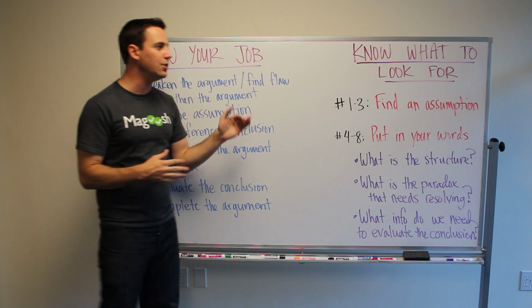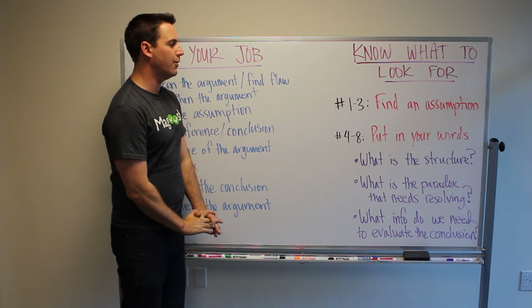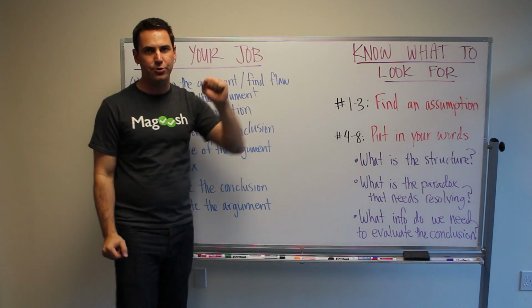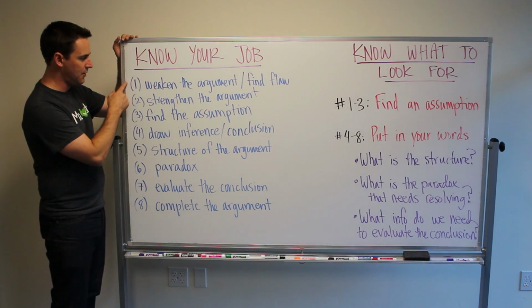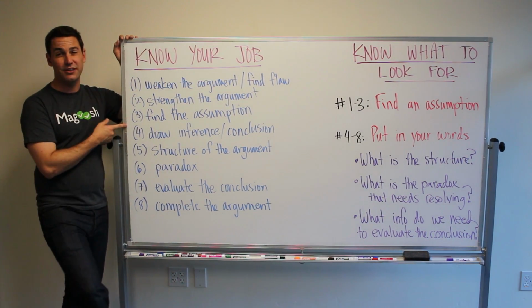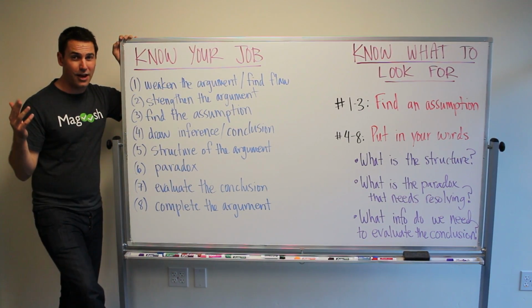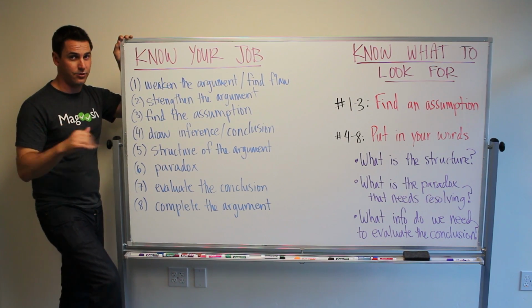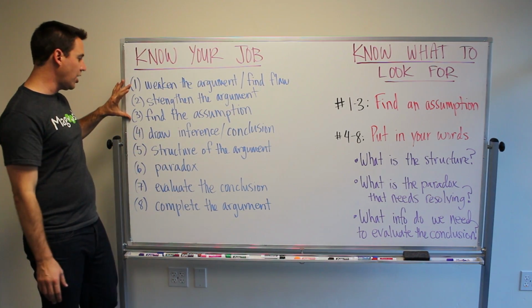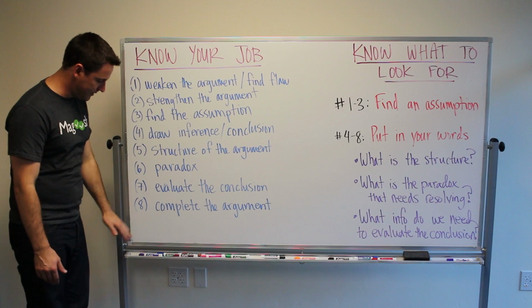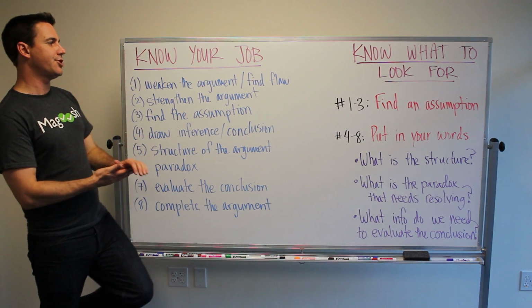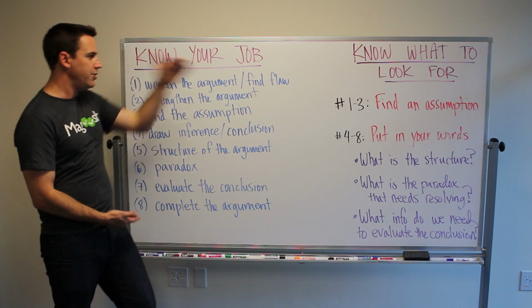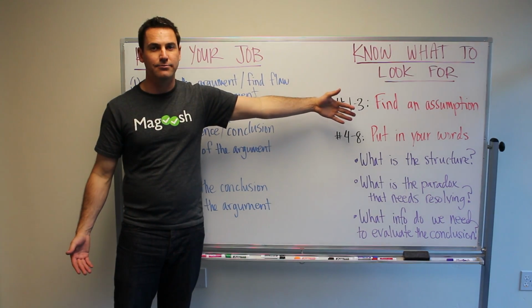Know what to look for. So for question types 1 through 3, so weaken, strengthen, and find the assumption, this is about 3/4 of the questions that you see on the test. A big chunk of your critical reasoning questions will be these 3, and then the rest will be these. And so with these 3, what you should do is find an assumption.